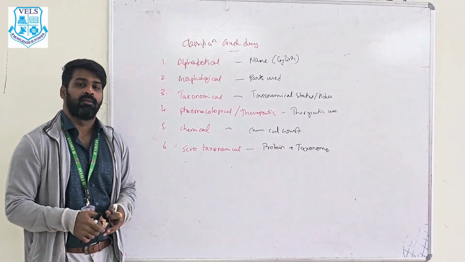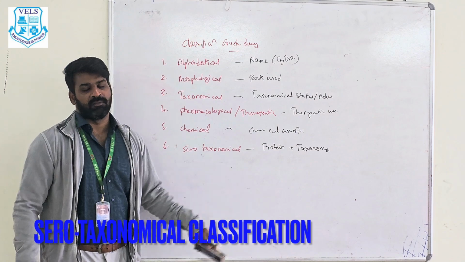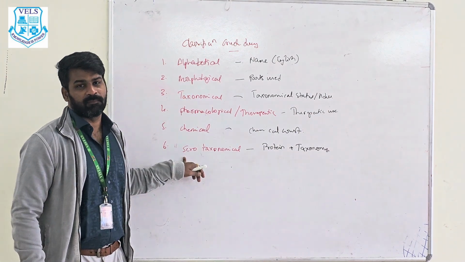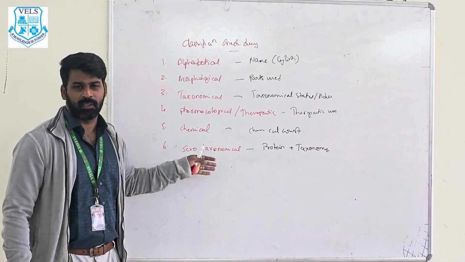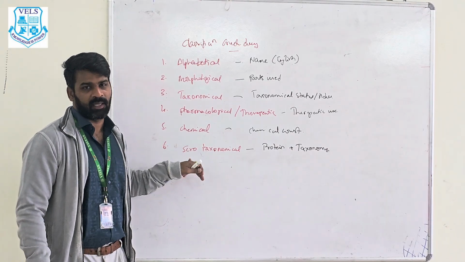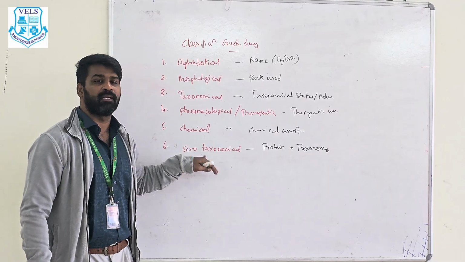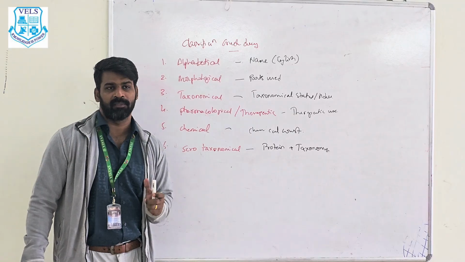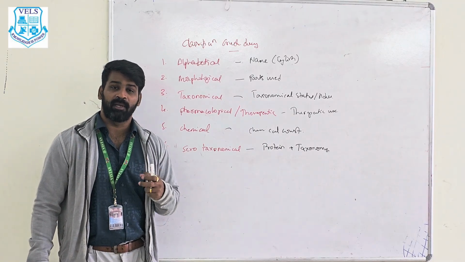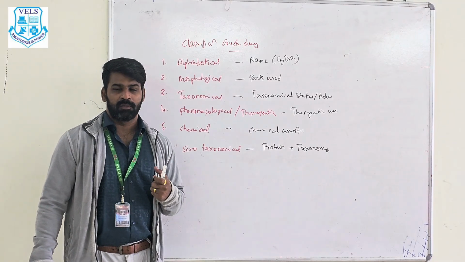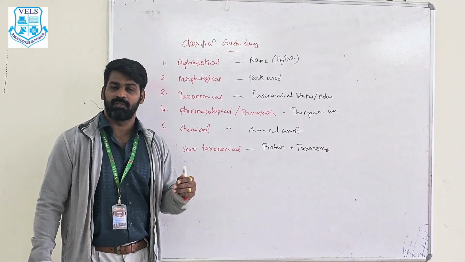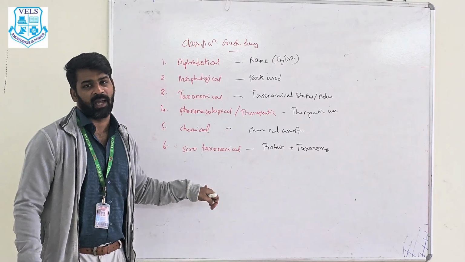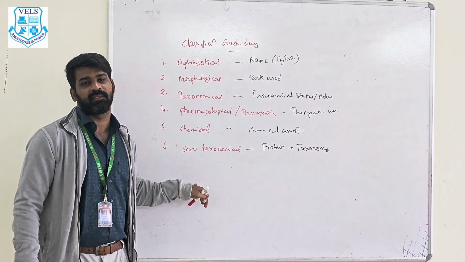Very important: sero-taxonomical classification. Sero means protein or toxin. All the toxins are proteins, poisons, that kind of thing. So sero-taxonomical means a few plants, a few crude drugs show some reactions in our body. One particular type of plant will not show the same type of activity compared to another plant. They will show different types of activities, different types of reactions.